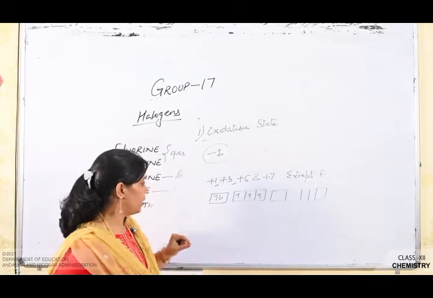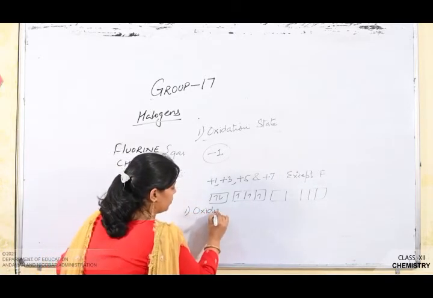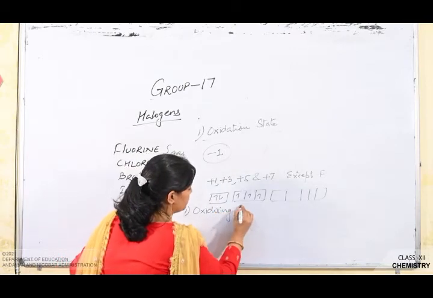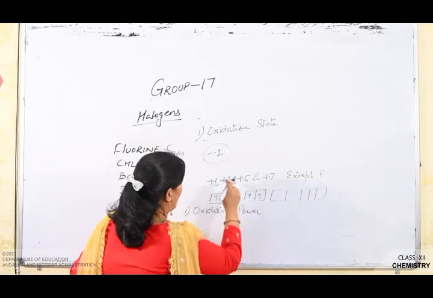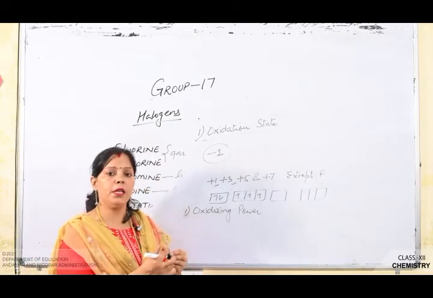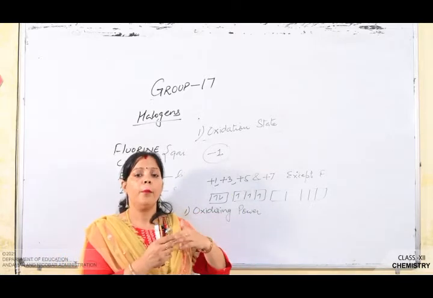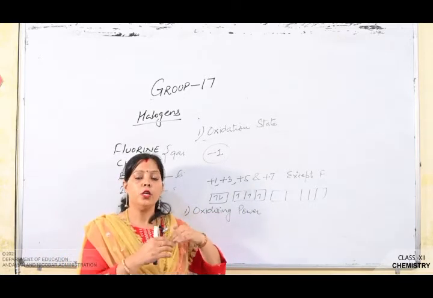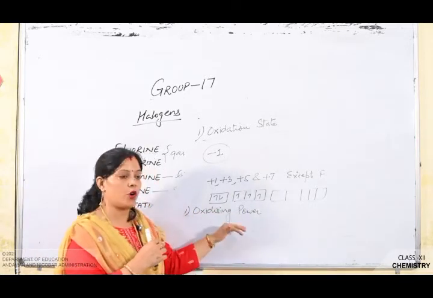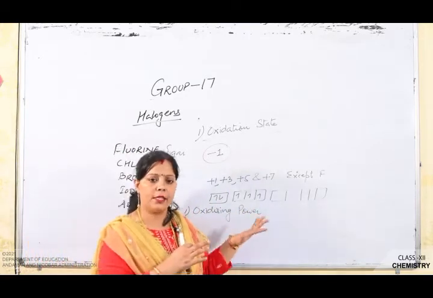So we move to the chemical trends. In this, the first is the oxidizing power. Oxidizing power means the halogens have a tendency to gain an electron to complete their octet. It means a halogen helps in the oxidation of another element by gaining the electron, itself undergoing reduction. In this way it acts as a strong oxidizing agent. So mostly all the elements show oxidizing behavior.